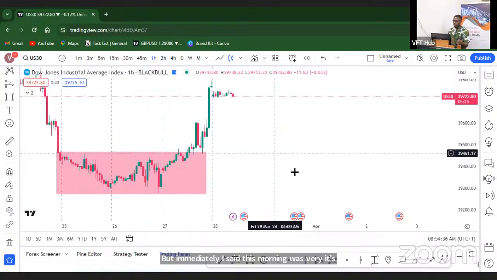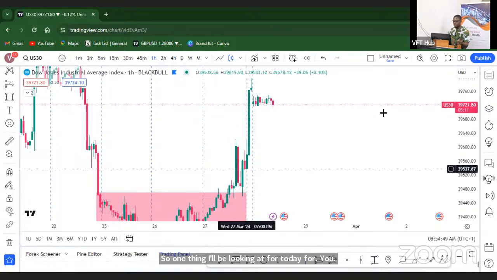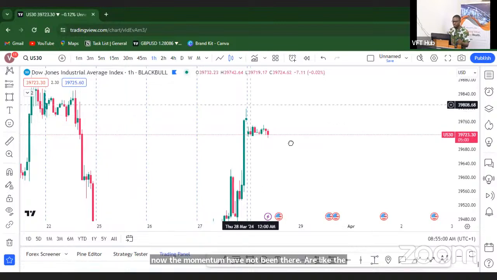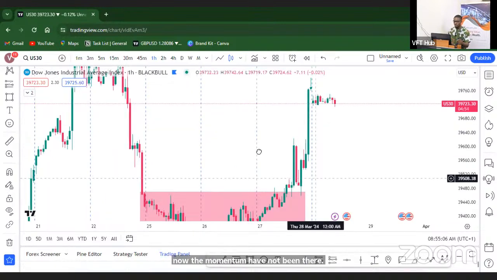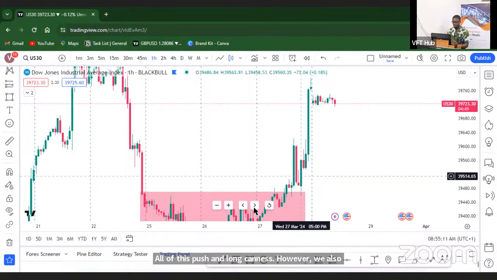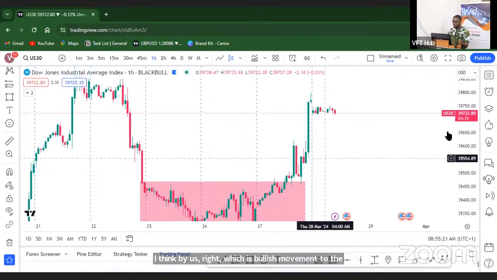One thing I'll be looking at today for US30 is how it's going to react. For some time now, the momentum has not been there like the usual ones we saw throughout last week, all of those pushes and long candles. However, we want to wait and see how price reacts to this level. Once I see a clear entry signature for a buy, I tell you guys, I'm going long on this, fully aware of the higher time frame bias, which is a bullish movement to the upside. So that's all about US30.